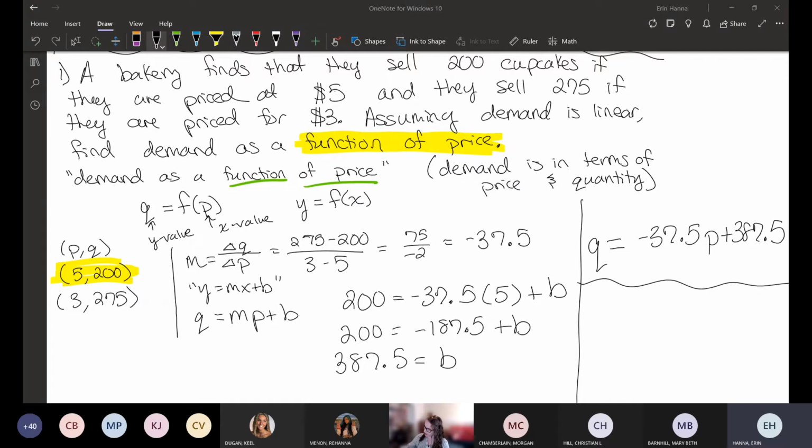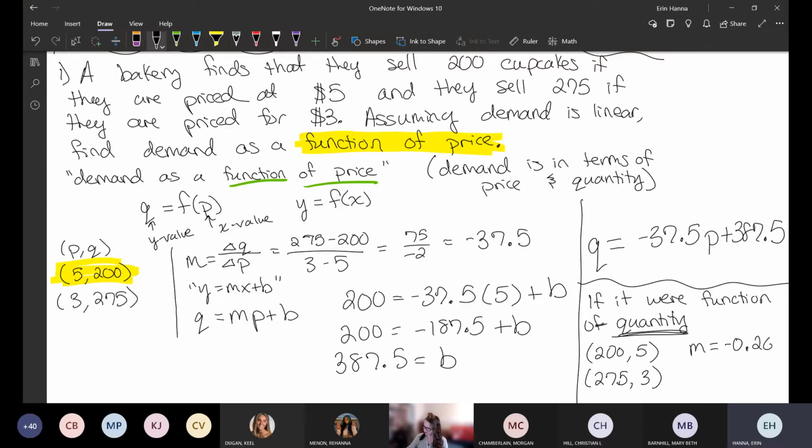I've already said this, but I'm just going to write it down. We're not going to do it out fully, but I just want to write it down to really hit the point home. If it were function of quantity, which is honestly the usual setup, but I wanted to switch it up to specifically point it out, we would have been using the points 200, 5 and 275, 3, which would make your slope, ugh, -0.26 repeating, and I don't want to figure out what the b value would be. Finding out the slope was quick, but function of quantity would have been a very different beast there, because, whoops, there should be an extra 0 in there. Anyway.